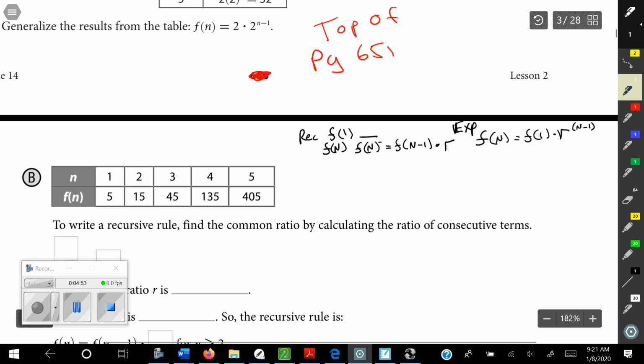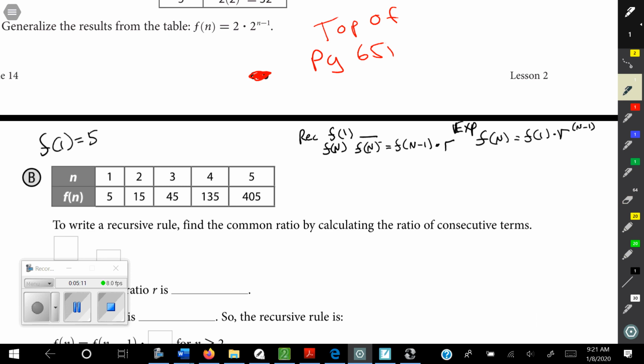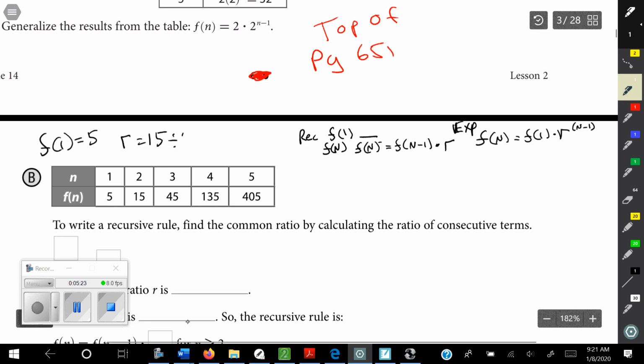Okay, so the two numbers we need are the first term and the common ratio. The first term, which is f of 1, is just the first number in the sequence. And remember, we're looking here. F of 1 is 5. And the next thing we're going to do is find the common ratio. The common ratio will be the second term, in this case 15, divided by the first term, which is 5. And you get 3.